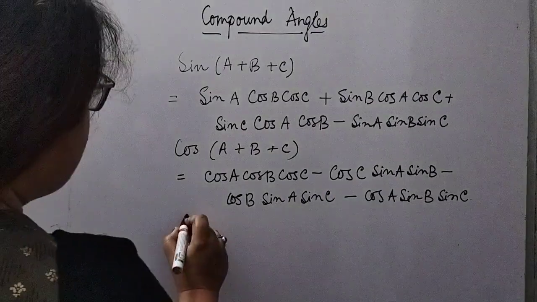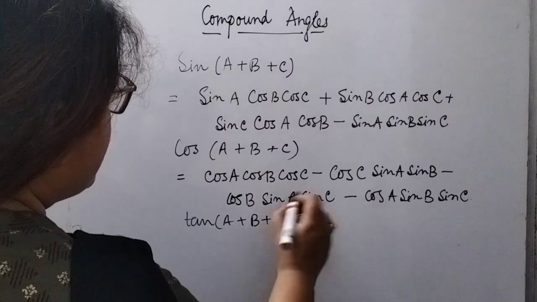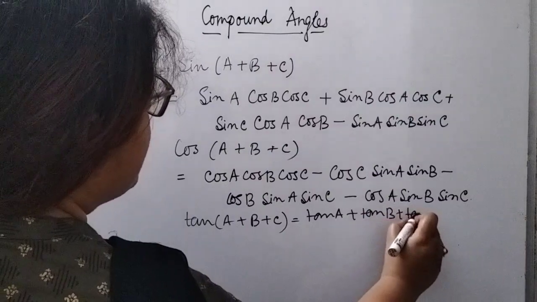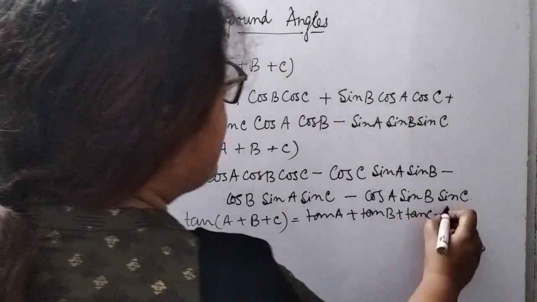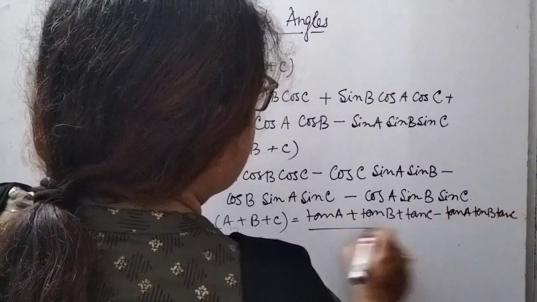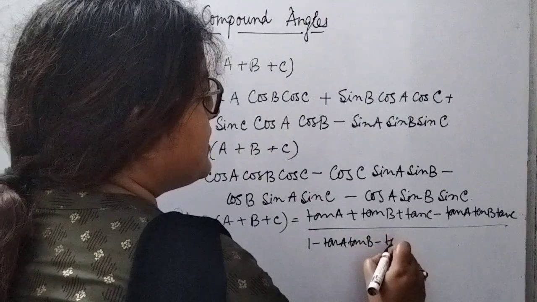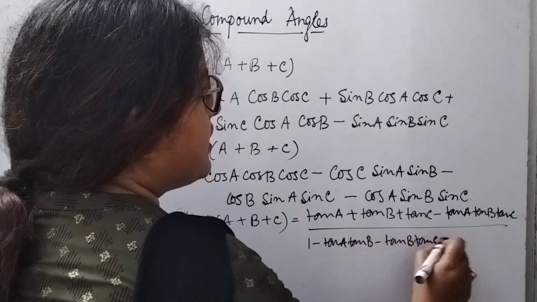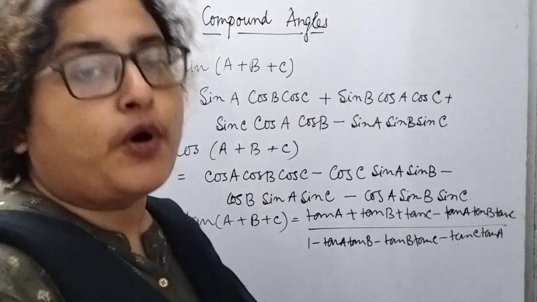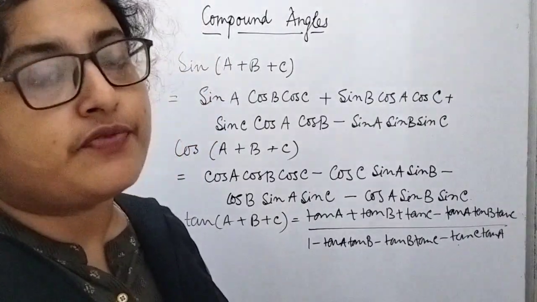Now let's take tangent of A plus B plus C. This is equal to tan A plus tan B plus tan C minus tan A tan B tan C by 1 minus tan A tan B minus tan B tan C minus tan C tan A. Now these are the formulae of the chapter compound angle. In order to solve the problems of this chapter, all these formulae must be remembered.